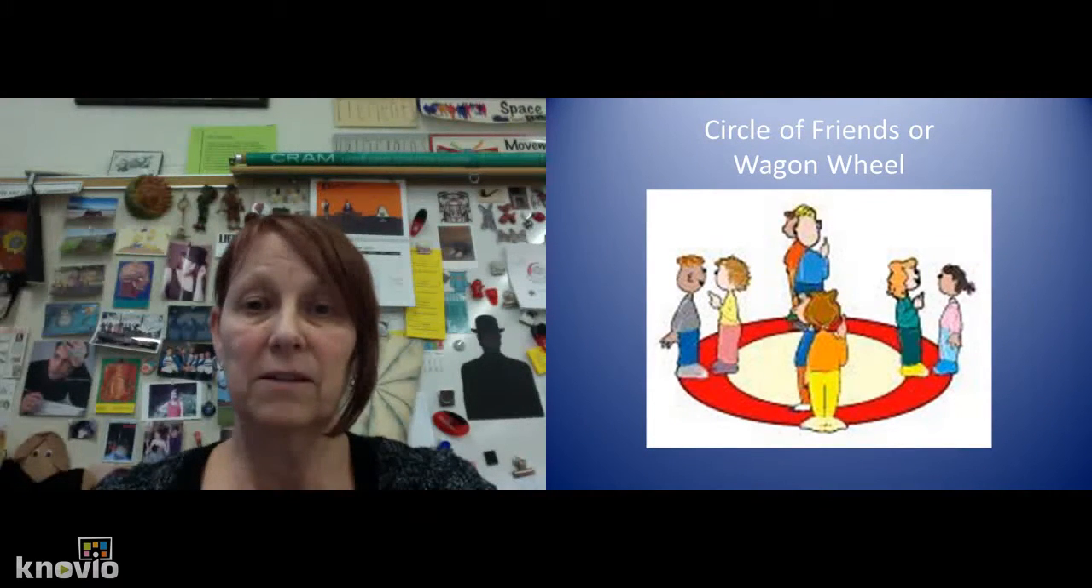Circle of friends or wagon wheel. The students form a circle within a circle, each facing another student. One student tells the concept while the other listens. The circles then rotate, and you repeat this 3 or 4 times, and then the content information is shared out by the listeners.